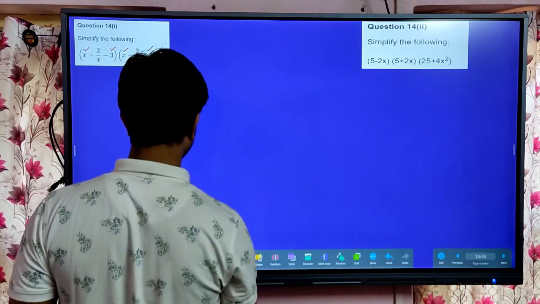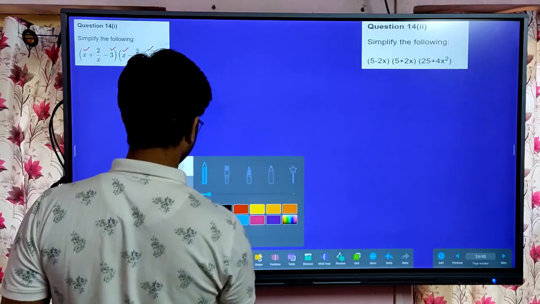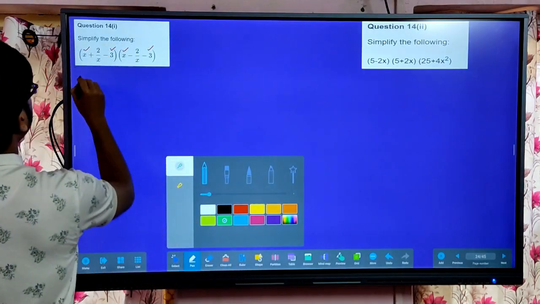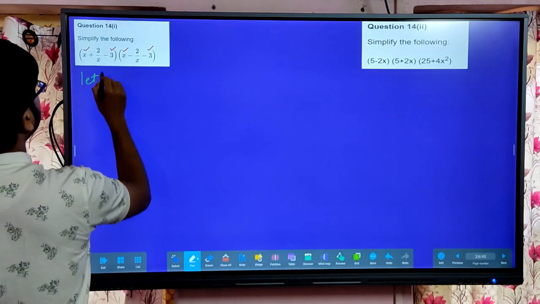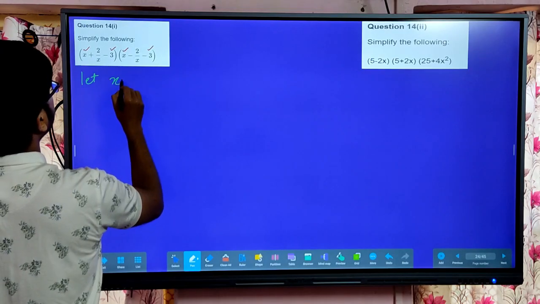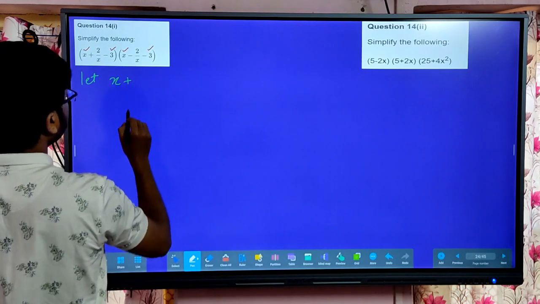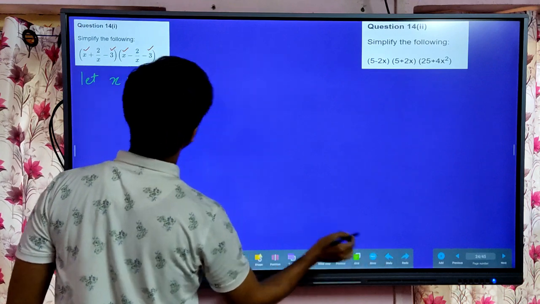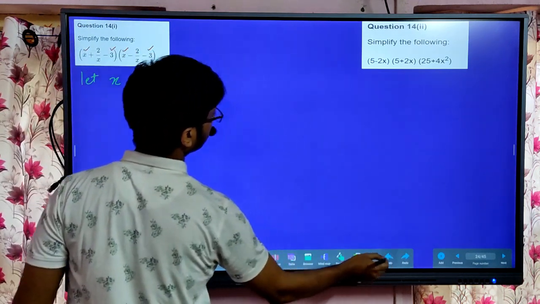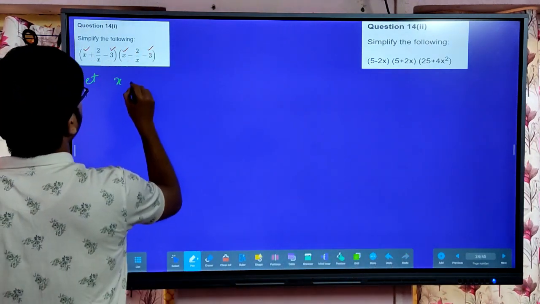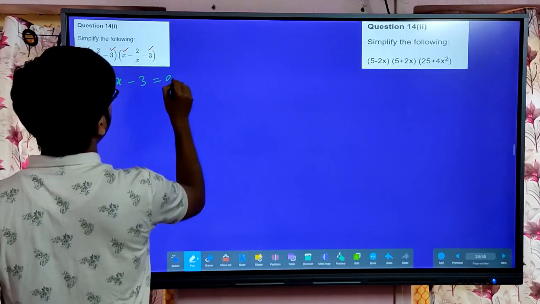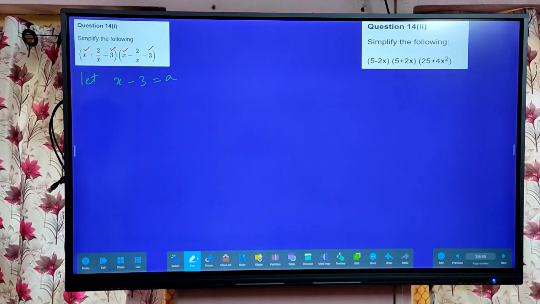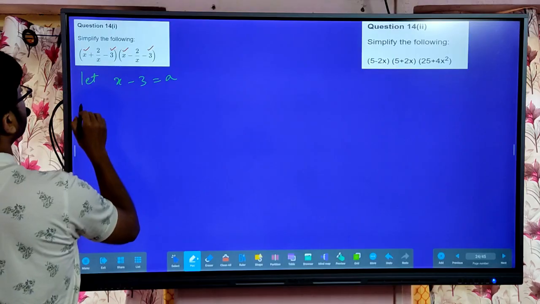Chalo, let's start. So we will be considering let x minus 3 equal to a. So how will it look?